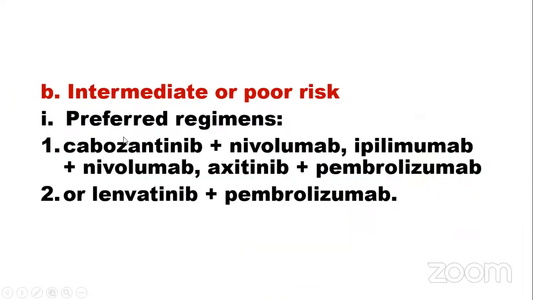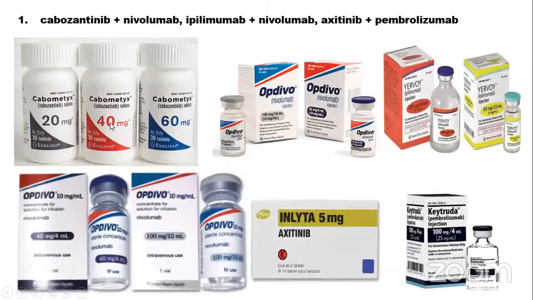For intermediate or poor risk, preferred regimens: we will use cabozantinib and nivolumab as a first option, or ipilimumab and nivolumab as a second option. Combination of this and combination of this is also available. Or axitinib and pembrolizumab. This combination is also available for intermediate or poor risk. The last, we will use lenvatinib and pembrolizumab as a third option. This is for intermediate and poor risk.